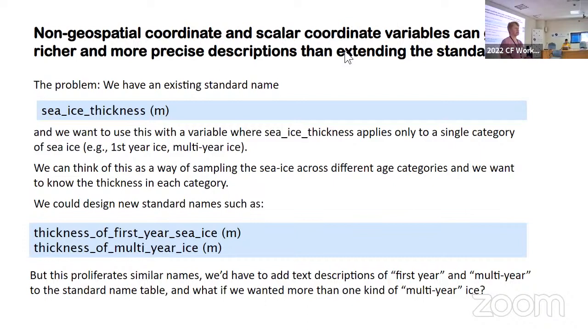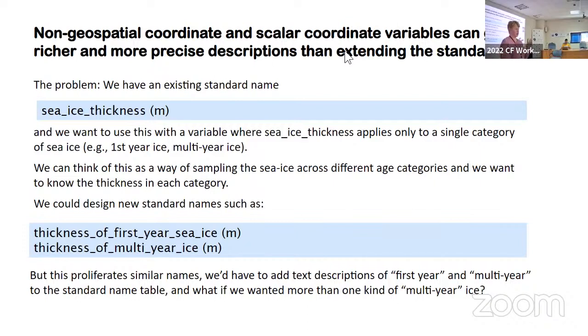So we've got an existing standard name called sea ice thickness, and the canonical units are meters. All that's fine if you're just measuring sea ice thickness at some general location. But this particular data variable, I'm assuming it might have been a model variable. What we actually want to represent is we want to categorize the sea ice a bit more and say we want to measure sea ice thickness only where the sea ice has a particular age, like first year ice, multiple year ice, and so on. That's quite complicated.